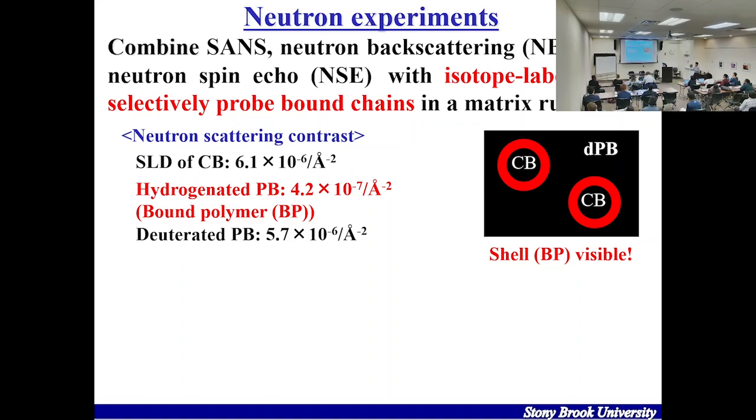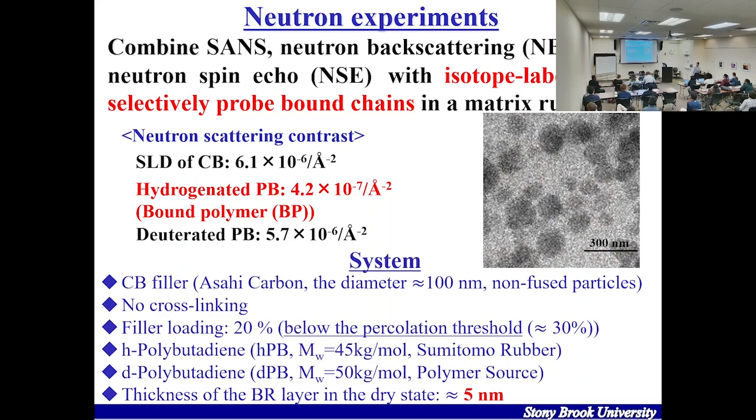Okay. So then here's more on the system. We use the carbon black system. The size is about 100 nanometers. And again, this one, we don't use the cross-linking process yet. We will do it later. And the filler loading is at 20%, which is below the percolation threshold. The reason for that is we want to see individual filler structure and filler dynamics. That's why we use this one, 20%.